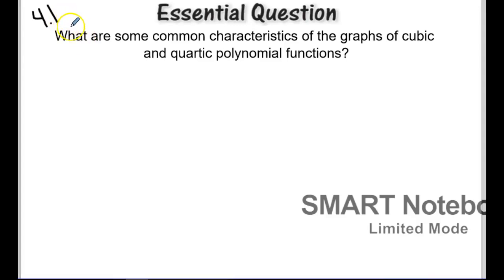All right, here we're looking at section 4.1, and you really just need to ignore this for right now. We're working on it. So our essential question for this section is, we're really just starting this new chapter, and we're going to be dealing with polynomial functions, okay? So our big question is, what are some common characteristics of the graphs of cubic and quartic polynomial functions?